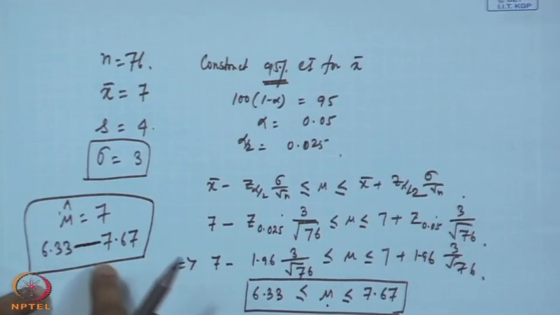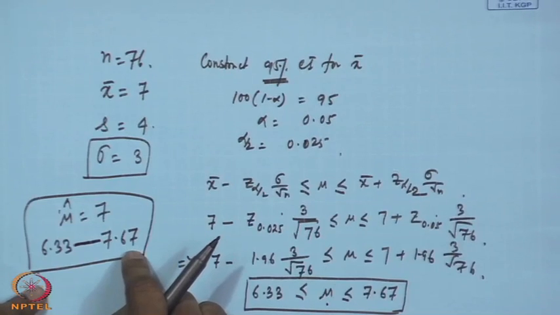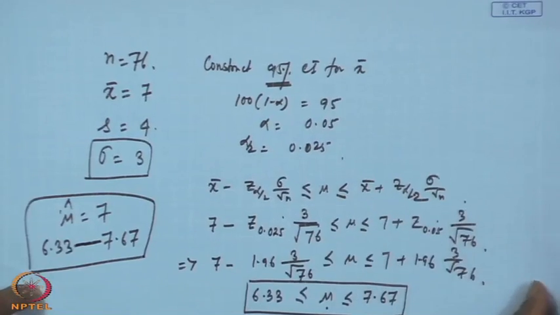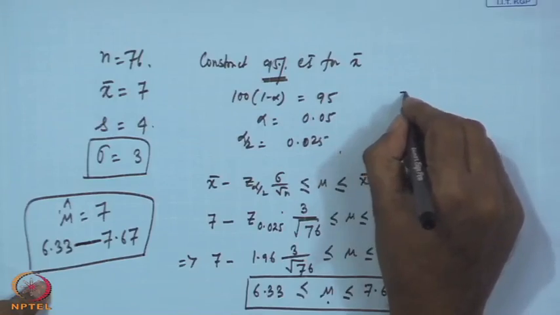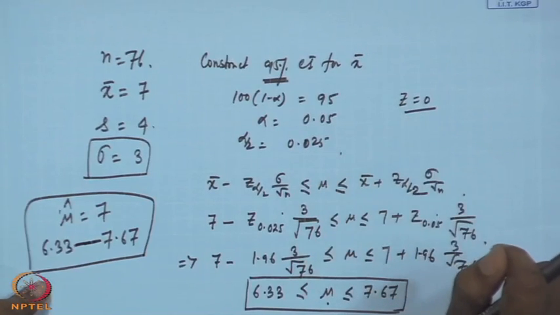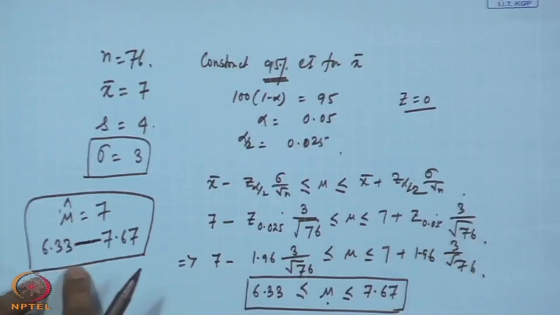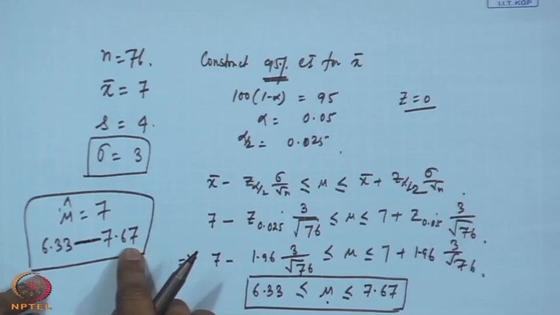How do you know whether this interval contains the true mu? Now, see, when we convert the statistic x bar to equivalent z by subtracting its mean and dividing it by its standard deviation, what is the mean of z? It is 0. Now, here you are getting the interval 6.33 to 7.67.